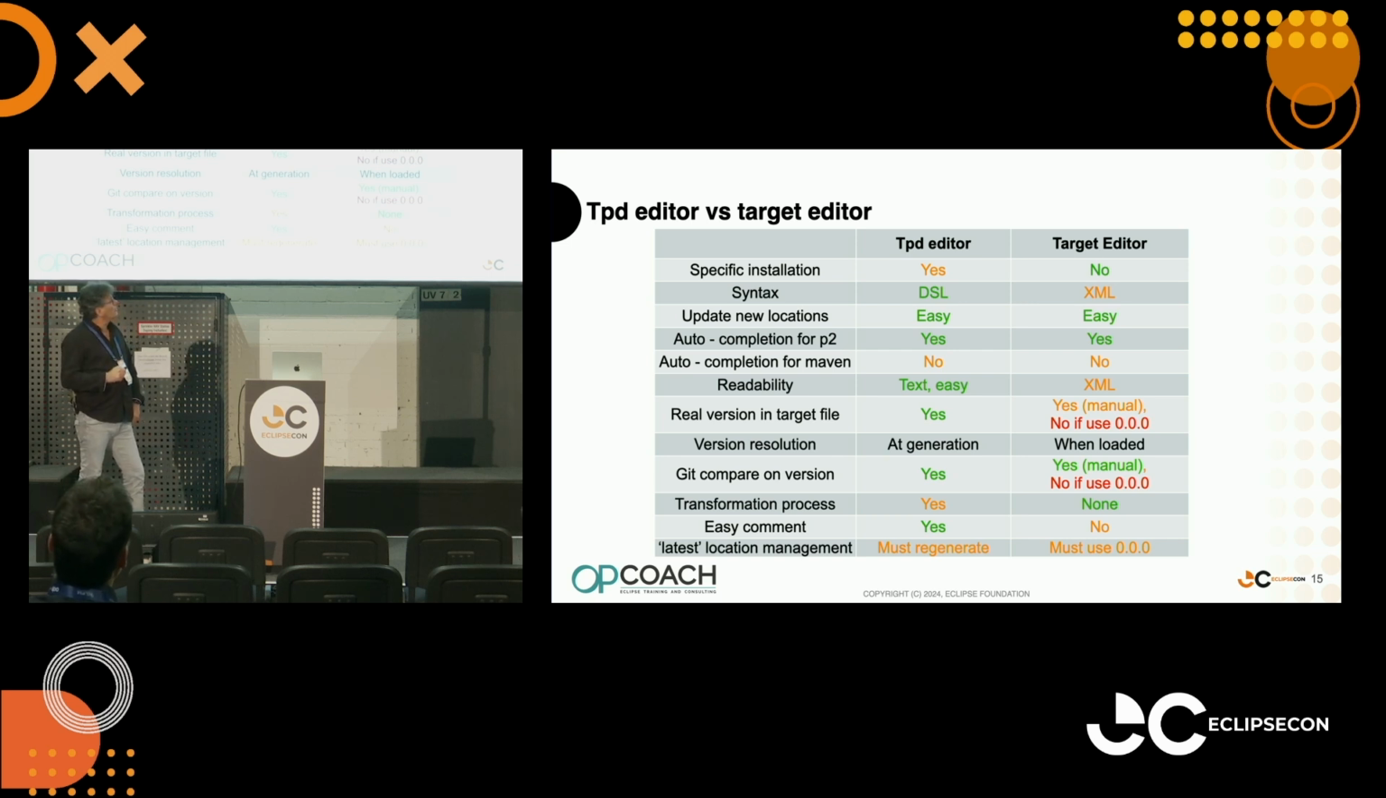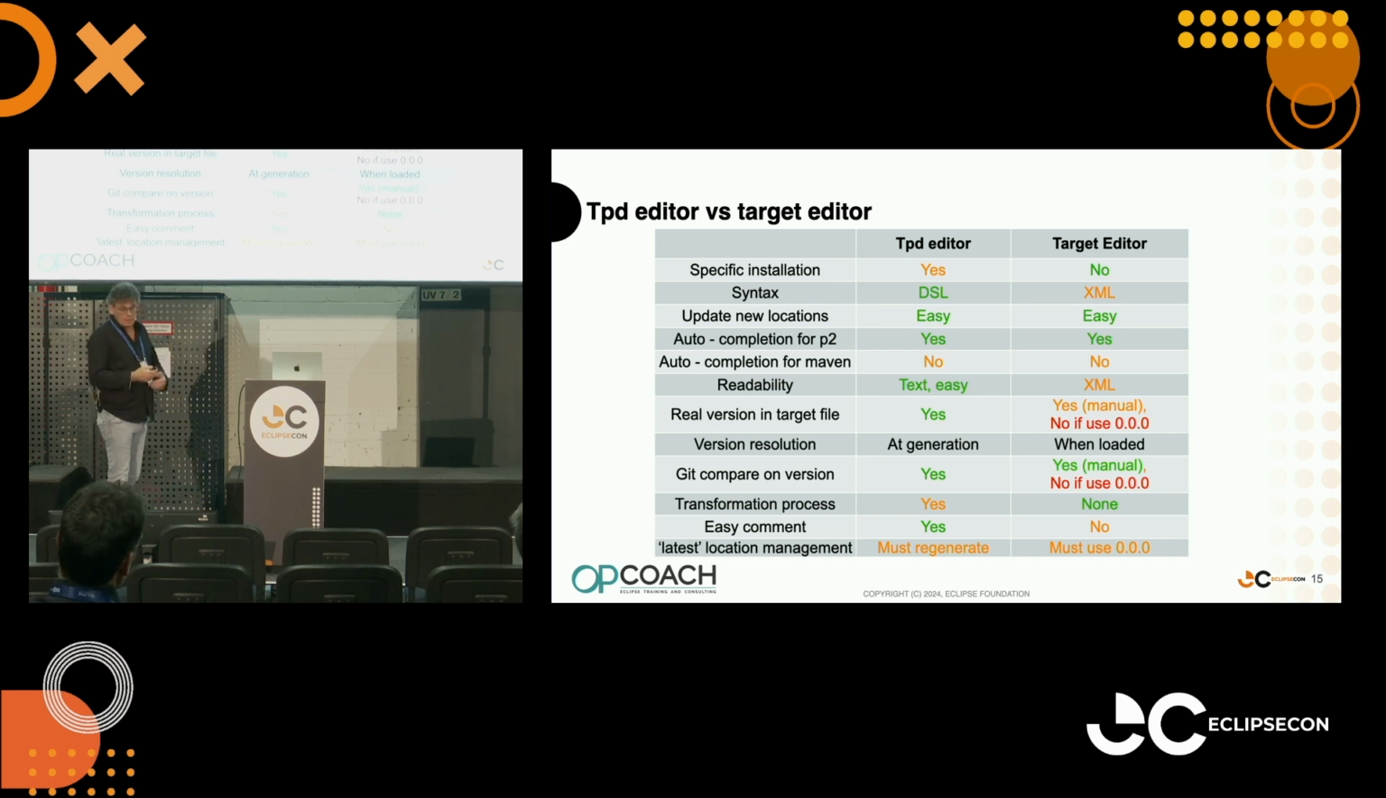But there are new features in the target editor. It's possible now to put no version. So you put 0, 0, 0, and you will get a target file that, I would say, will depend only on the location. You don't depend directly on a specific version.